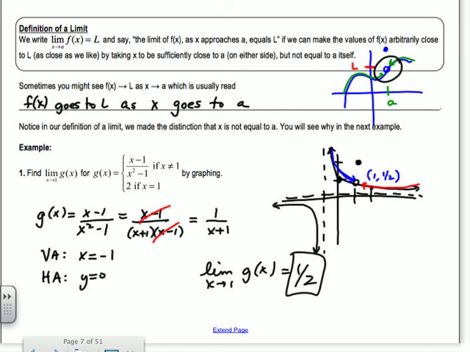So I don't care where the other point was drawn in. I could have had this filled in circle up at 500. I don't care. It doesn't matter. The limit is getting closer and closer to 1/2. All right, so let's see if we can do some more of these.